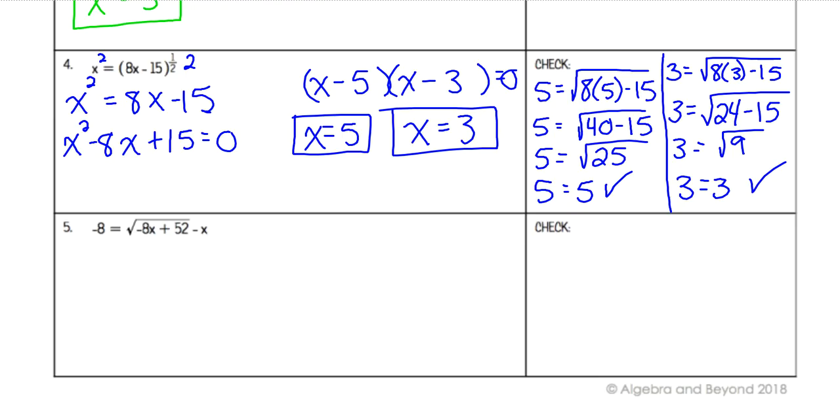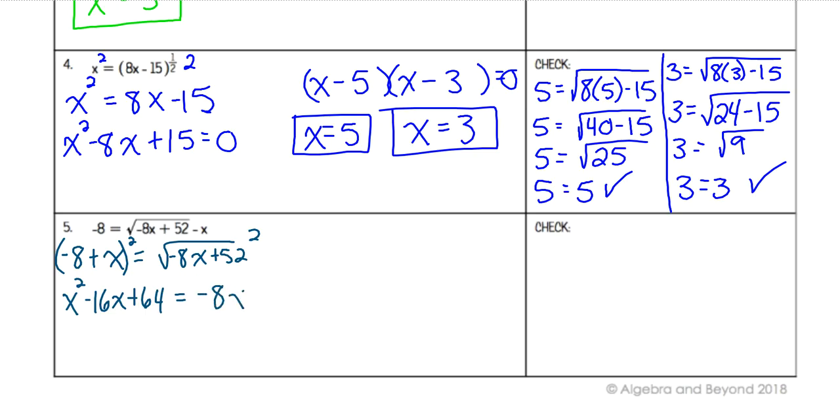Okay, for our last one here, I can see that I have that negative x out in front, or out behind the radical, so I'm going to move that to the other side. So I have negative 8 plus x, and then we're left with just the square root on this side. Okay, so I'm going to square both sides. And again, when I do that, I have to multiply out this whole 2 terms. So when I do that, I am going to get x squared minus 16x plus 64. And on this half, I have negative 8x plus 52.